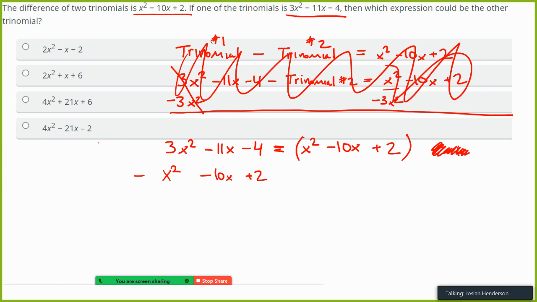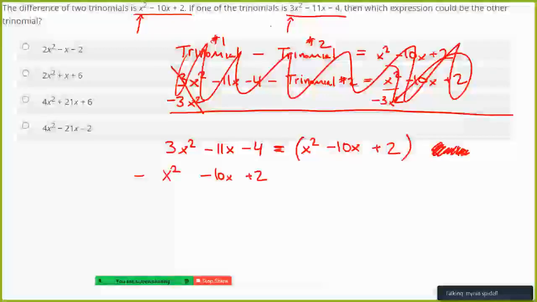Yeah. I do think though, in order to get a 4x squared, the first term, it has to be that we added our first two terms, right? That's what I did. I added the 3x squared and the x squared, and I got 4x squared, and then I added the negative 10x and the negative 11x, and I got negative 21x, and then I added the 2 and the negative 4, and I got negative 2.